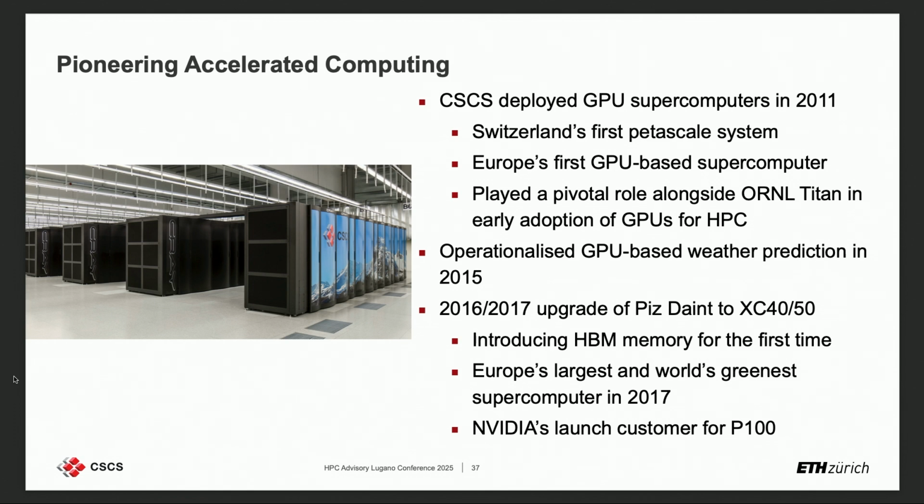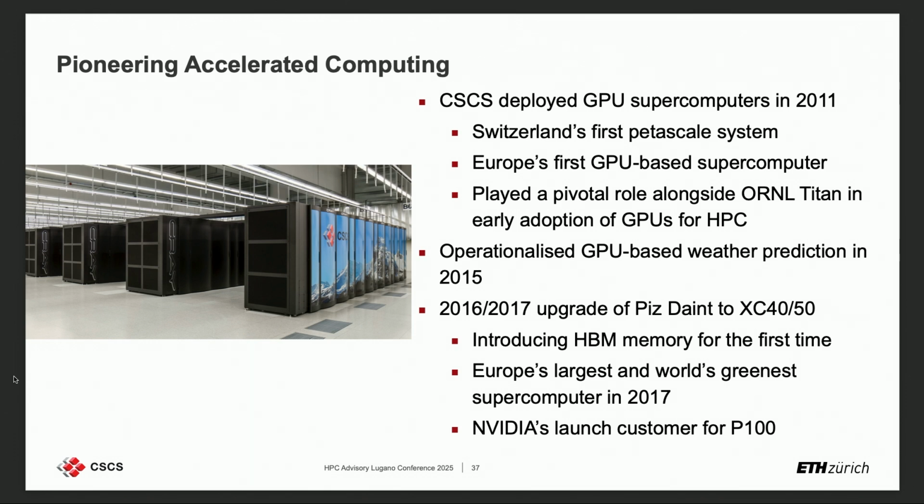So how did we get here? Why are we even discussing a GPU system? Why do we have this many GPUs within an HPC system? There has been pioneering work done regarding accelerated computing at CSCS. We deployed the first GPU supercomputer in 2011. That was Switzerland's first petascale system, but also Europe's first GPU-based supercomputer. And it played a pivotal role back then, alongside Oak Ridge's Titan, in the early adoption of GPUs for HPC.